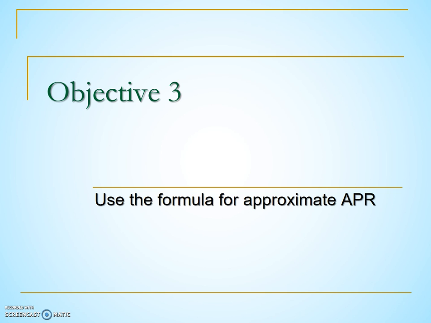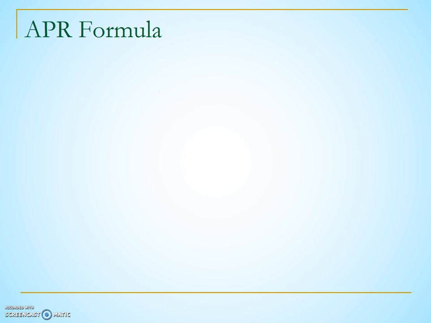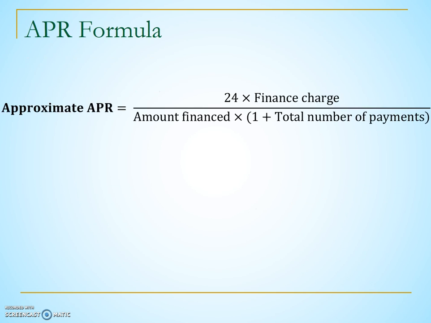There are two ways to calculate the annual percentage rate, or APR. The first way is to approximate the APR using a formula. The formula to calculate the approximate APR is 24 times the finance charge, all divided by the amount financed times one more than the total number of payments. Again, note that this formula is only used for estimating the APR.